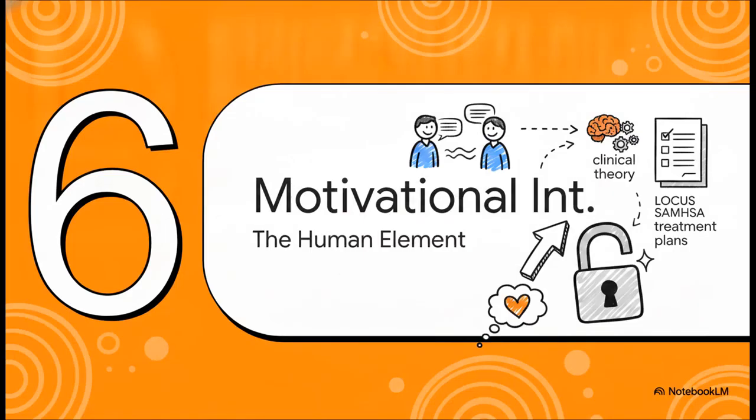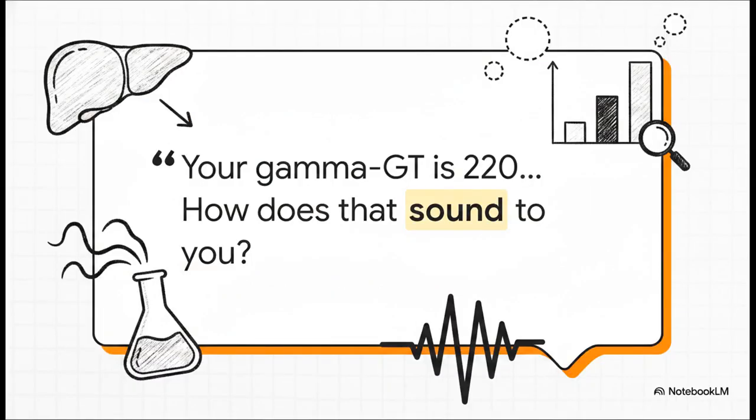But here is the hard truth. All of this brilliant clinical theory completely falls apart if we can't effectively talk to the human being sitting in front of us. Let's look at how to actually have this conversation, using a vignette from our source texts. Notice how the clinician starts out here. They don't walk in and say, "You're an alcoholic." They say, "Your gamma GT is 220, a normal value would be 66." They just explain the science, that this level rises when one drinks more alcohol than the liver can break down over a long period of time. And then they ask the vital question, "How does that sound to you?" It's an entirely objective, non-judgmental presentation of raw data. The whole goal is to avoid triggering the patient's defensiveness.